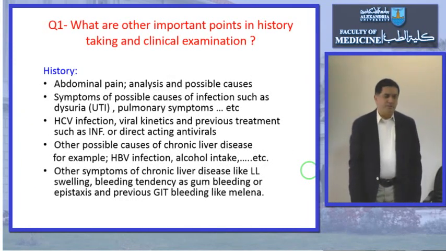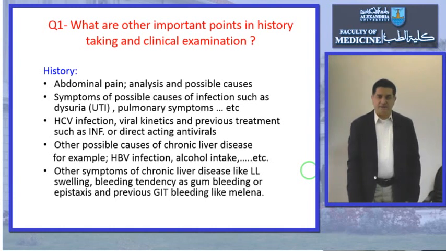What are other important points in history taking and on clinical examination? If we refer back to the history presented in the first slide, we will find the patient's symptoms were abdominal pain and fever. These are the two main symptoms of our patient, which are vague abdominal pain and fever. However, our patient has long history of chronic liver disease, and this chronic liver disease is probably related to HCV infection.